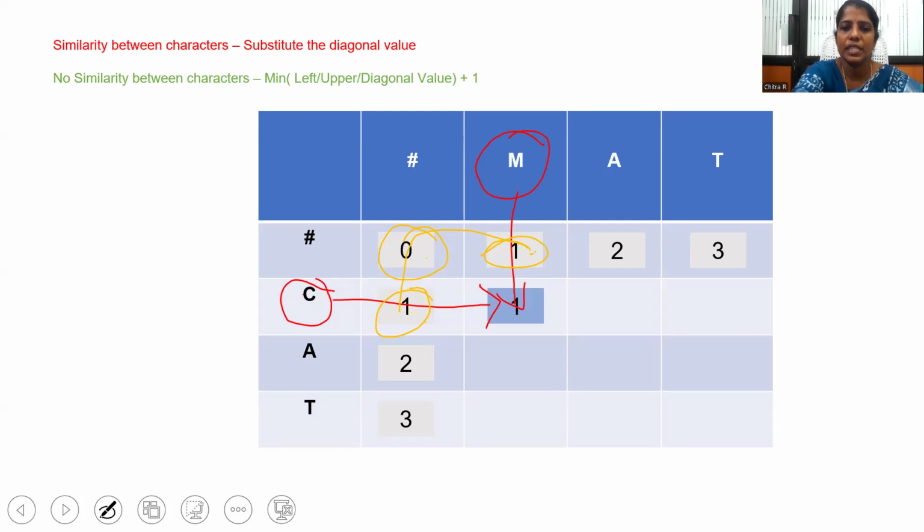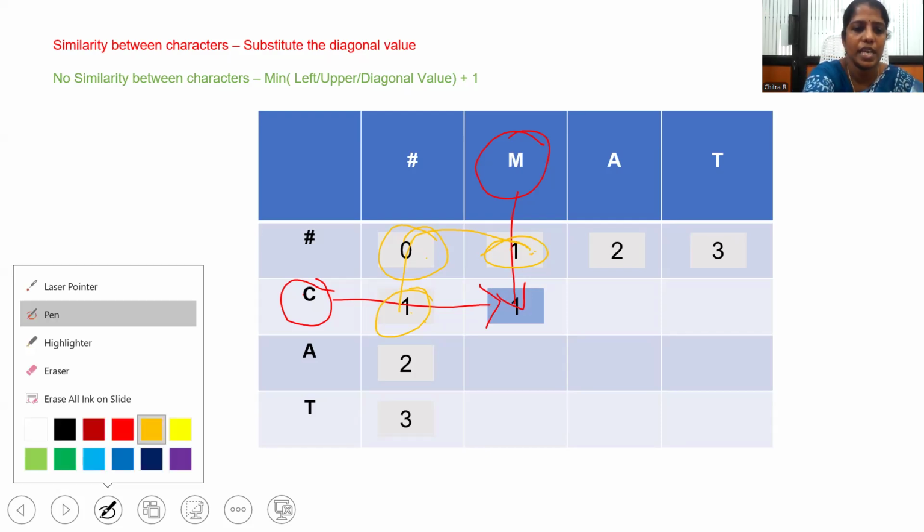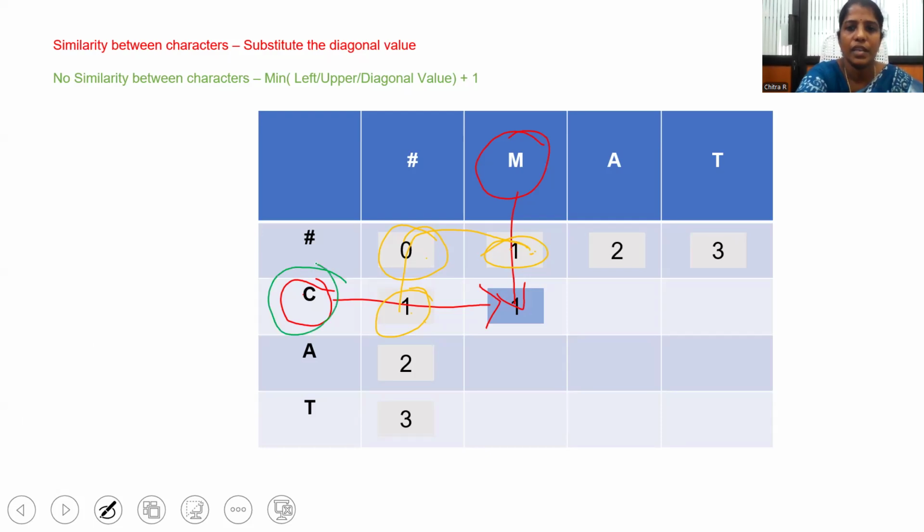In the same manner, go and check C and A next. This is the place corresponding to C and A. For filling this one, here also A is substituted by C. We are going to convert mat to cat. So here also we need a substitution operation. Here you find 1, 1, 2. What is the minimum value? The minimum value is 1. Minimum value plus 1, 1 plus 1. What will be the value? 2. Okay. Then we will calculate the minimum distance between C and T.